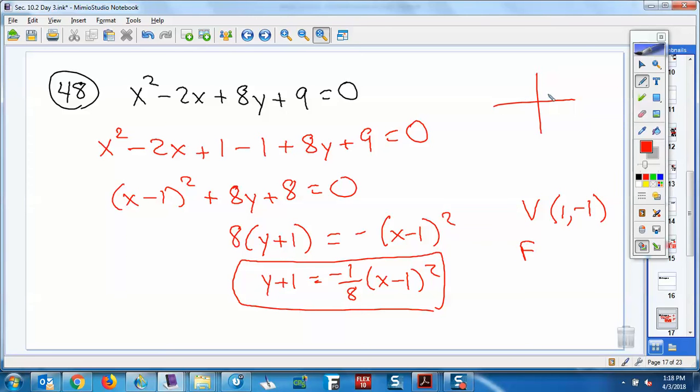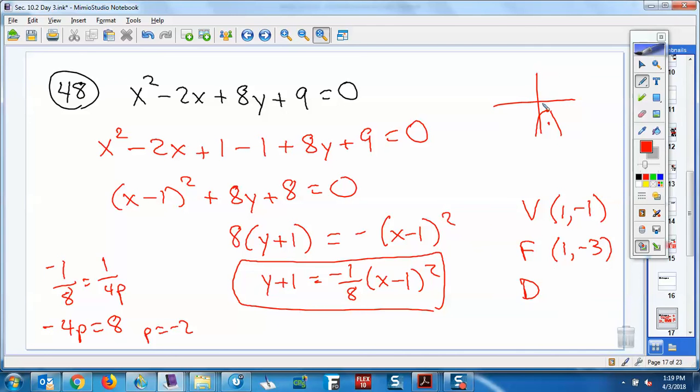This parabola is opening down like the last one, so 1, -1 is there, going to open down. For p, -1/8 equals 1 over 4p. So cross multiply, -4p equals 8, and p equals -2. So we're going to go down 2 from there for the focus, so that would be 1, -3.